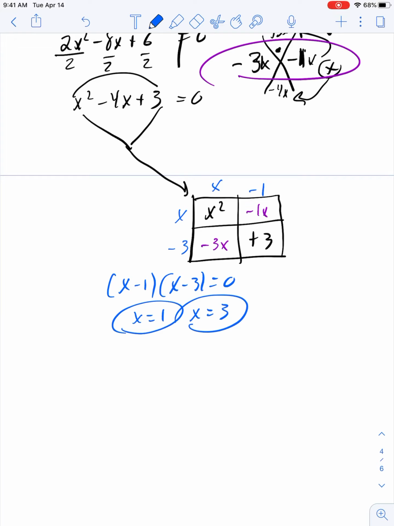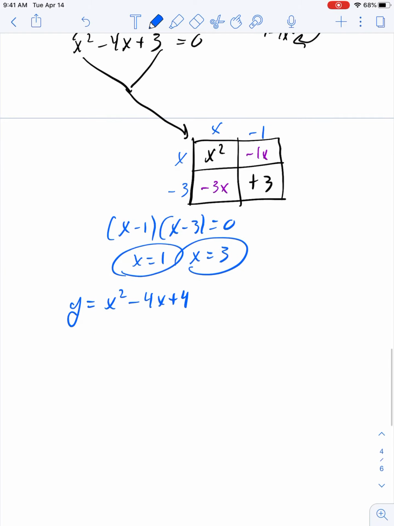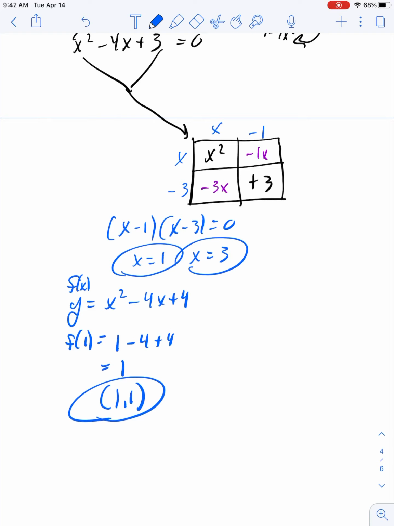Now, what we can't forget, though, is that we are looking for where they are intersecting. So I need to come back and borrow one of the equations. I'm going to take y equals x squared minus 4x plus 4. And I'm going to plug in, and again, this could be f of x, I'm going to plug in f of 1. So it'd be 1 minus 4 plus 4. So that would be 1. So that would be 1, 1 where they intersect.